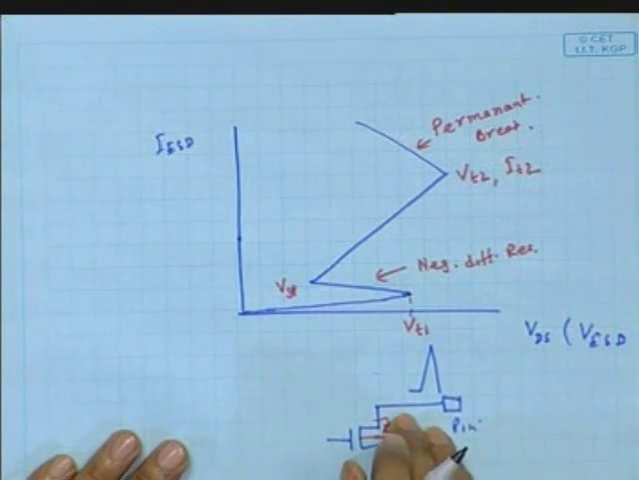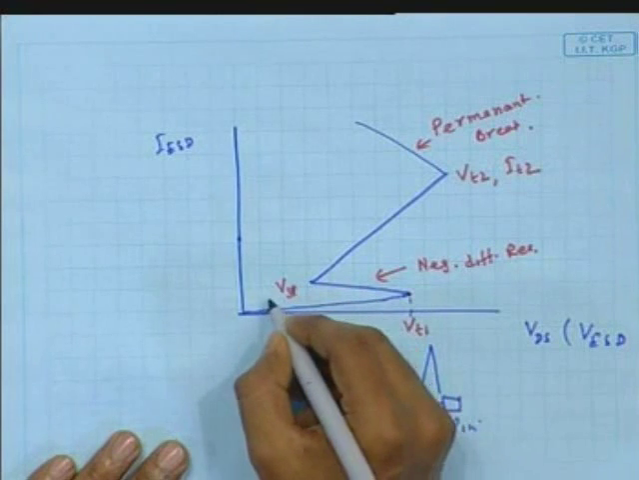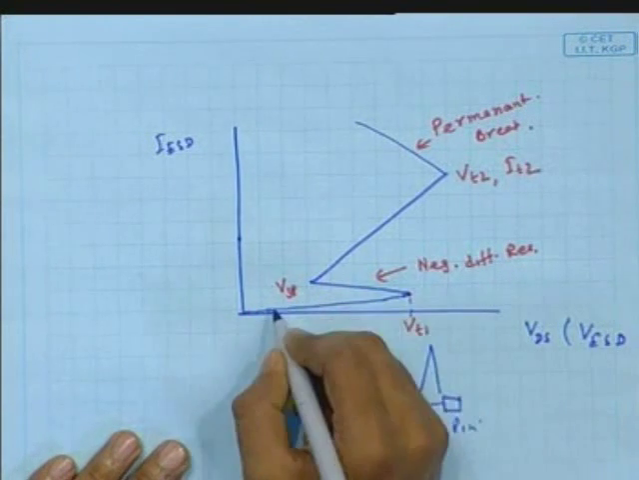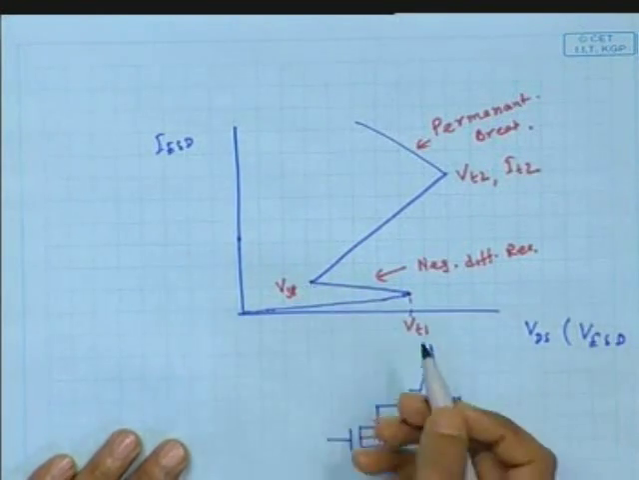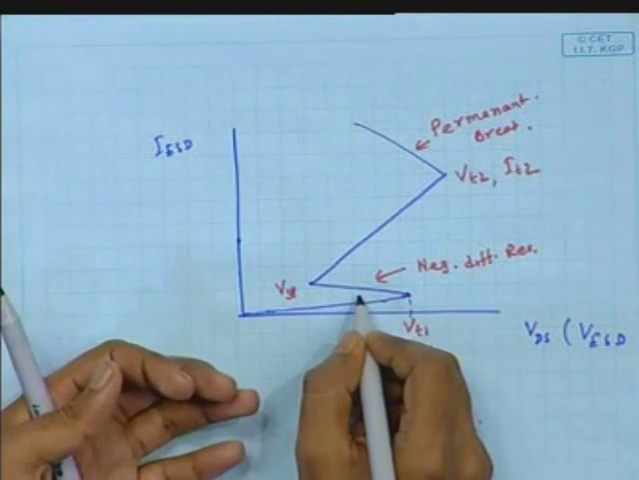So voltage is decreasing, current is increasing. This is called snapback. This is called the holding voltage. So up to this point, current is increasing and voltage is decreasing. So this is a negative resistance region, right?